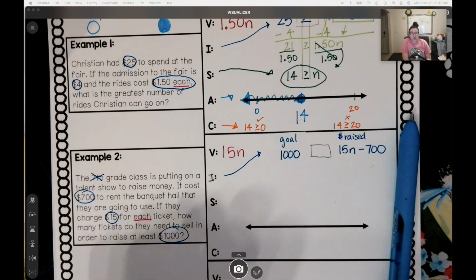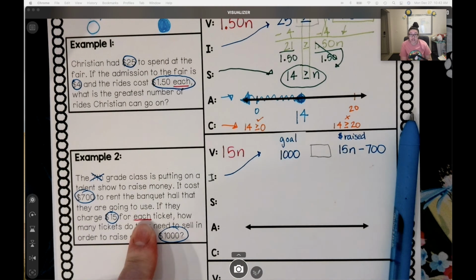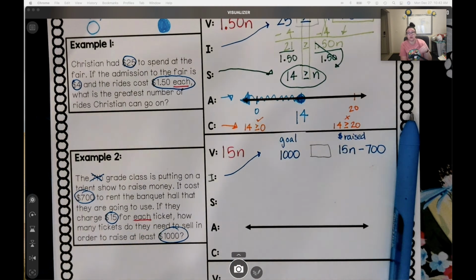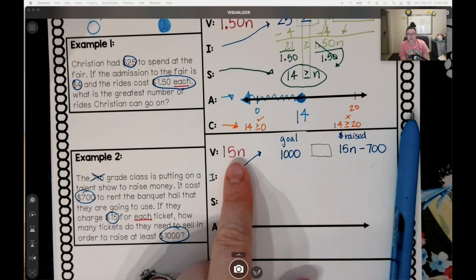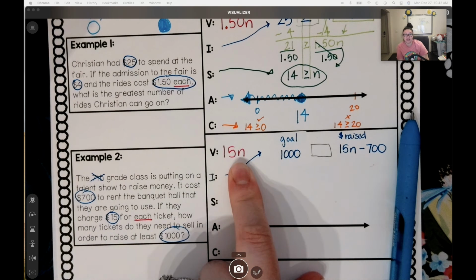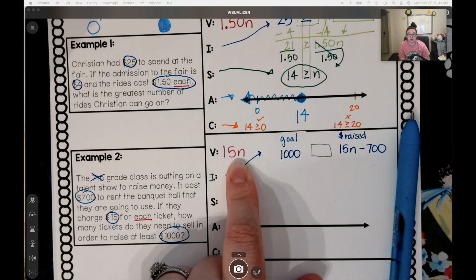All right. So hopefully in reading the problem again, you recognize that keyword each means that number is happening over and over and over again. So $15 times the number of tickets is going to be our variable defined.